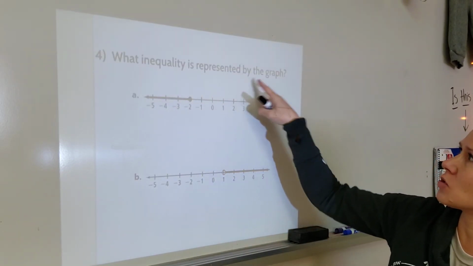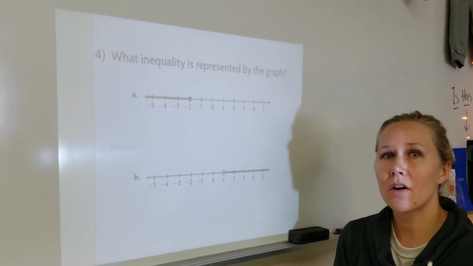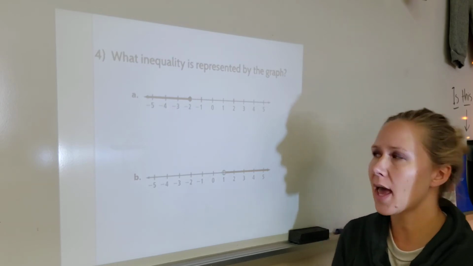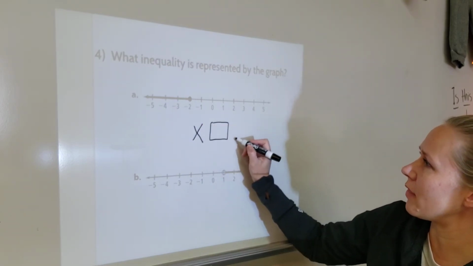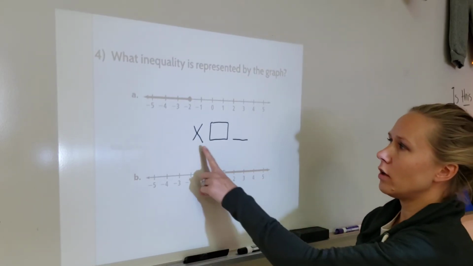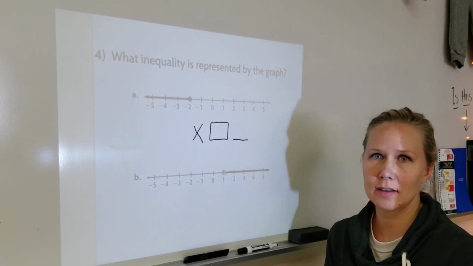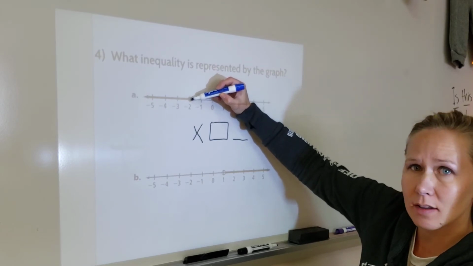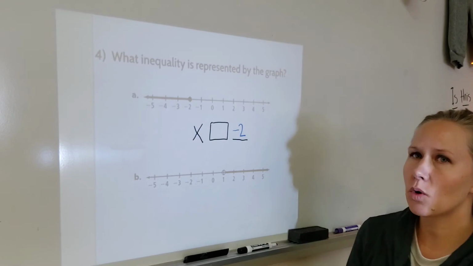All right, let's try 4. What inequality is represented by the graph? I like these ones. I think they're fun. Now again, whenever you're writing an inequality, the variable always comes first. Let's use an x. So x is, I'm going to fill in the inequality symbol, and then this is the number I'm comparing it to. Okay, so I have all numbers that are what compared to the number I have shaded? Well, I'm comparing it to -2. This is what I have shaded, -2, so I'm going to put that right here, and here's my inequality symbol.